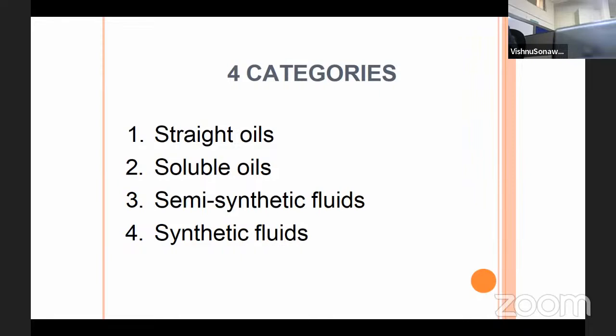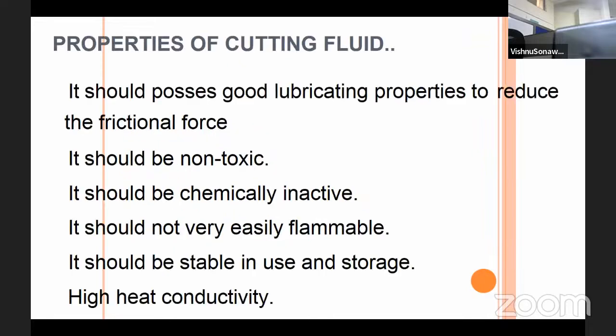This is straight oil, soluble oil, semi-synthetic fluids, and synthetic fluids. These are the four categories of oils required for high-speed machining. You can go anywhere, but here you have to maintain the properties of this cutting fluid. What are the properties of cutting fluid?